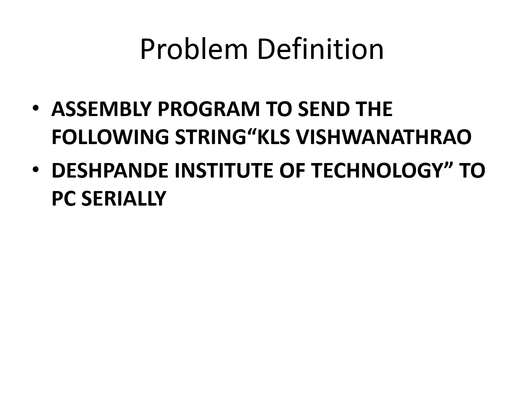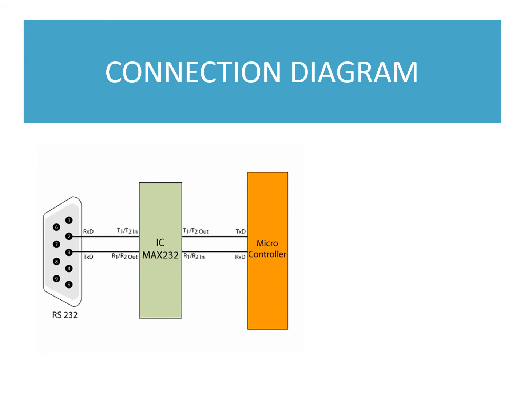Before we go into the experiment, let us understand the connection diagrams that we need to make to perform this interfacing. You can observe that we are going to use RS232, which is also called DB9 pin, and the pin numbers are as indicated. On top, we have a total of 5 pins available: pin number 1, pin number 2, pin number 3, pin number 4, and pin number 5.